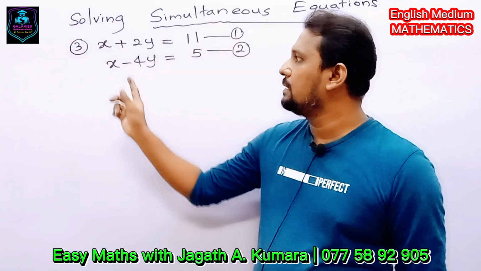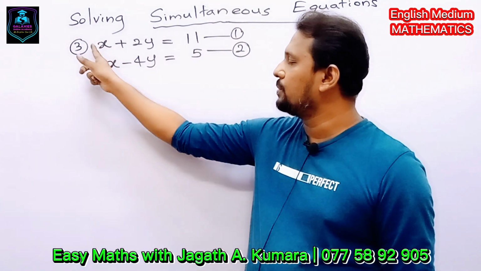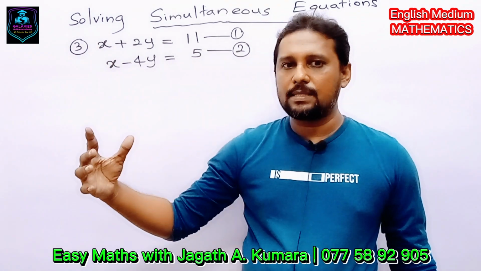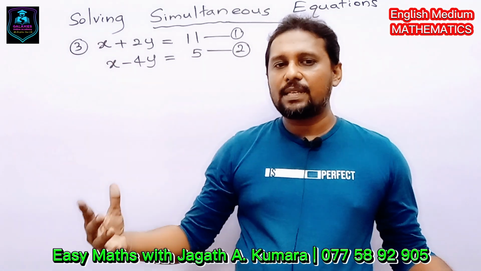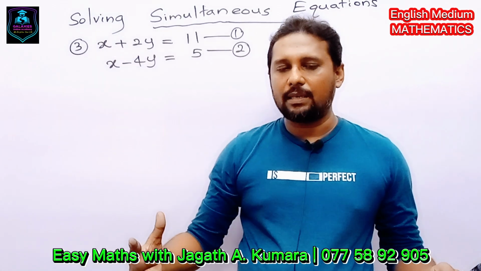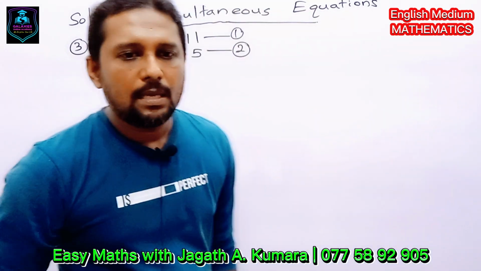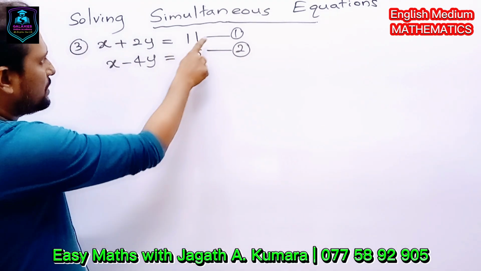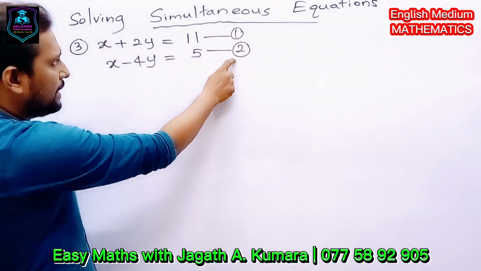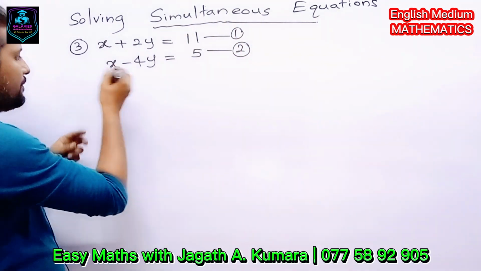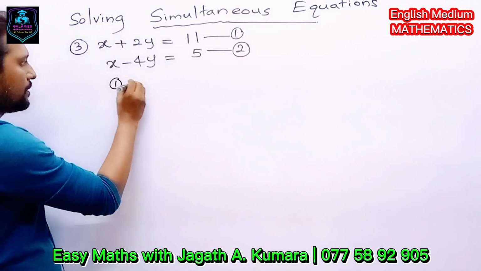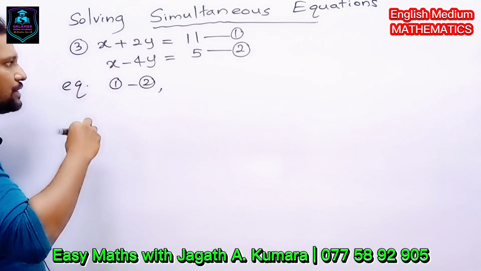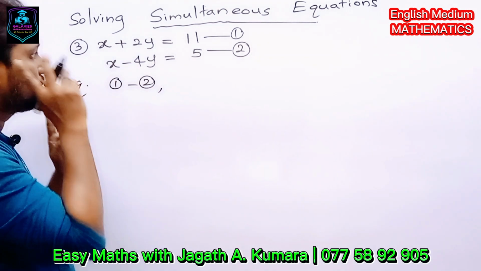Then you check the signs of these two coefficients, this one positive, this one positive, same signs. So to remove same sign terms, you have to subtract the two equations. Then I am going to subtract the two equations. I will subtract the second equation from the first equation. That means equation 1 minus equation 2, right?